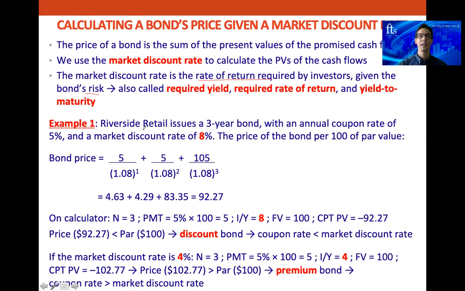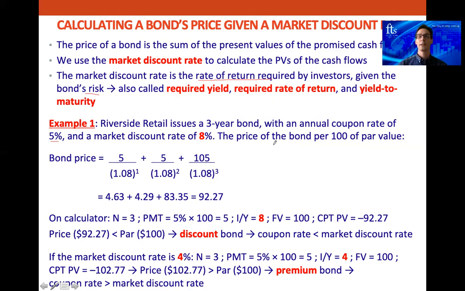So we've got Riverside Retail. They've issued a 3-year bond, so they're borrowing money. And there's an annual coupon rate of 5%. I just want to stop there for a second because if they don't say anything else, we always assume that this coupon is fixed. So they're going to pay a 5% coupon annually over the 3 years. And the market discount rate is 8%.